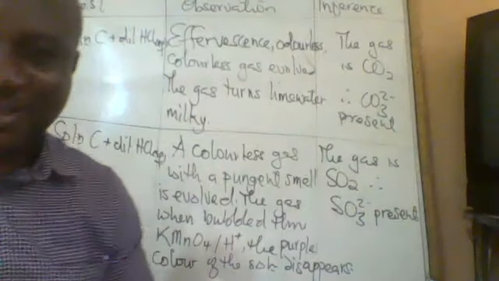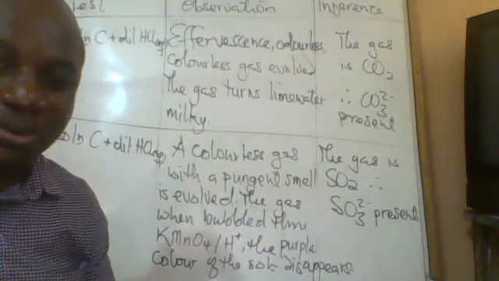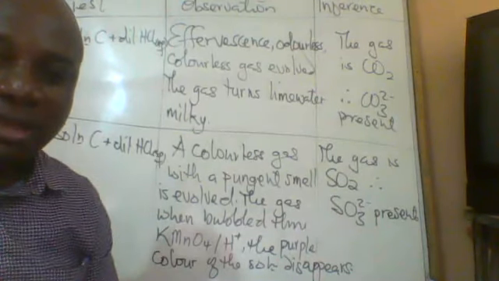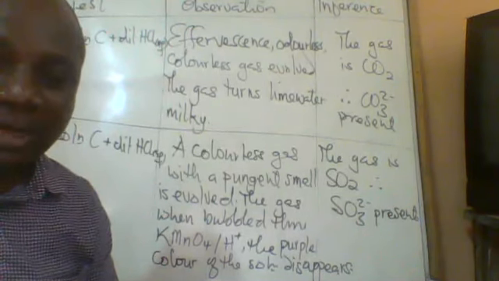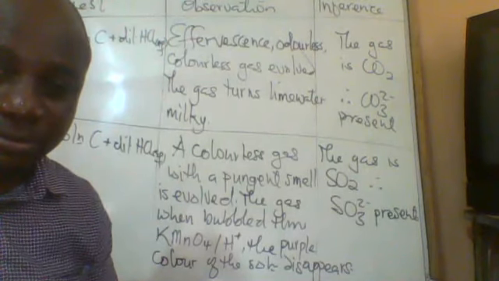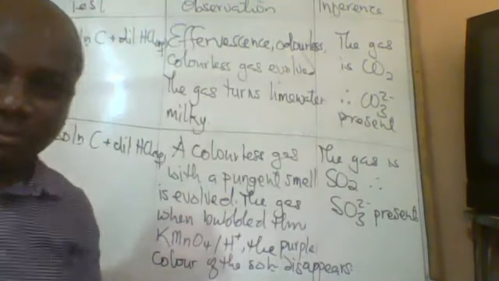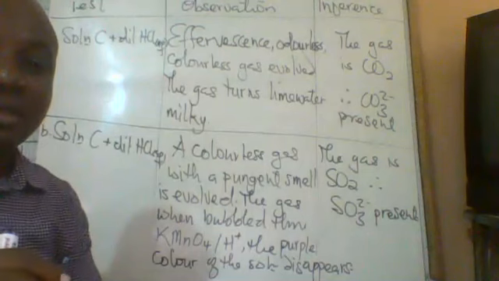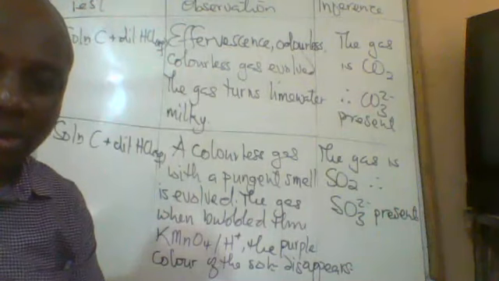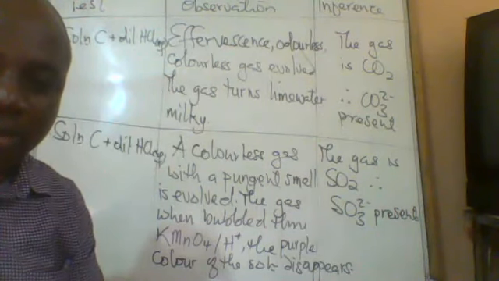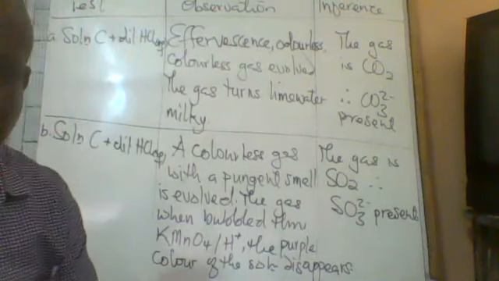Now, assuming the gas is bubbled through alkaline solution or KMnO4 in alkaline medium, what will be the observation? If the SO2 gas were to be bubbled through KMnO4 solution in a basic medium, not in an acidic medium, what will be the observation?